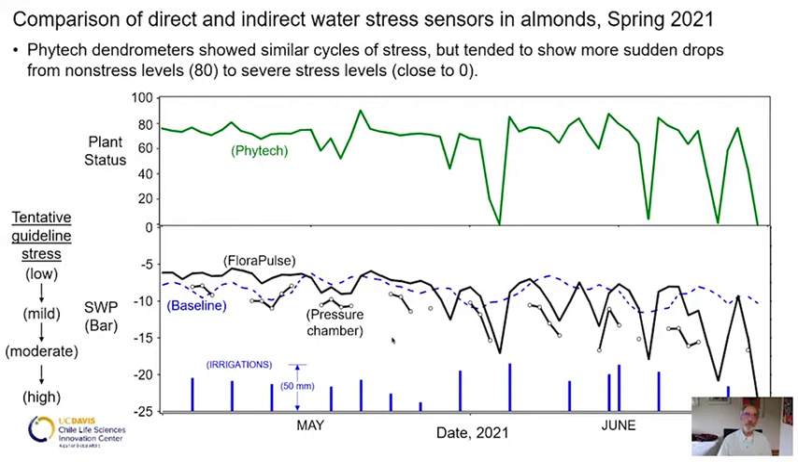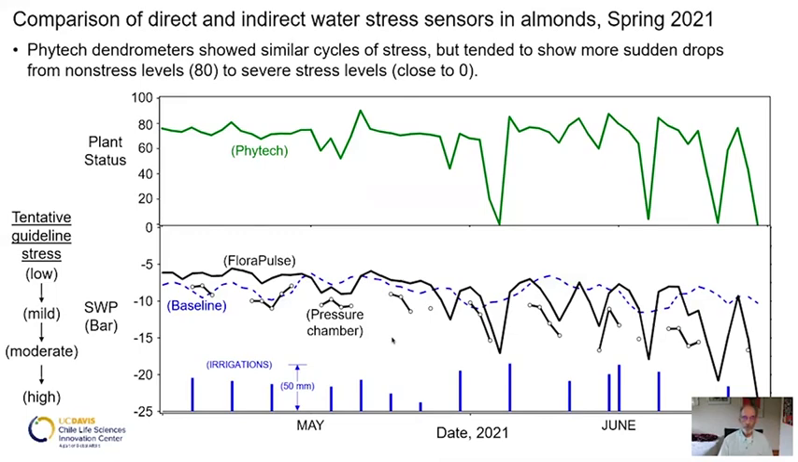So what about the indirect measurements? The dendrometers that we used showed very similar cycles of stress as the microtensiometer, as the fluoropulse, but they tended to show more sudden drops from a level close to 80 to a level close to 0 without a whole lot in between. But basically, they showed the same level. So this is good confirmation that the plant is measuring stress and it's behaving stressed, at least in terms of what the dendrometer shows.